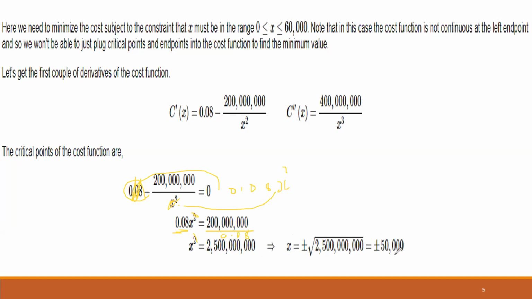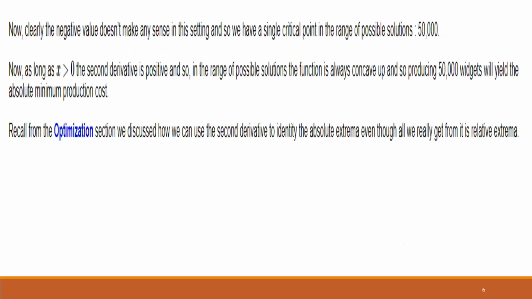But notice x cannot be negative because the question asks how many widgets they should produce in order to minimize their cost. So it can't be negative widgets, right? It's going to be positive 50,000.